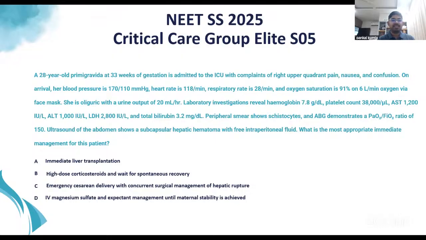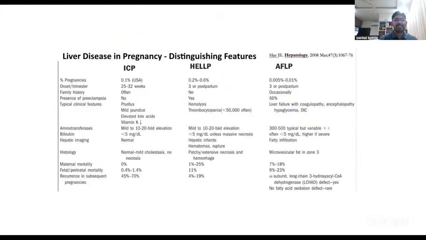Again, as we discussed, steroids and spontaneous recovery will not be the answer. Yes, steroids may be considered if you are wondering about lung maturity, and may be given, but it is not a reason to wait, especially if the clinical condition is deteriorating. Liver transplant is again out of the question, and magnesium sulfate and expectant management cannot be done, and you will have to do a more emergent procedure. And yes, magnesium will be required, but it is not your priority right now. The priority would be emergent delivery.